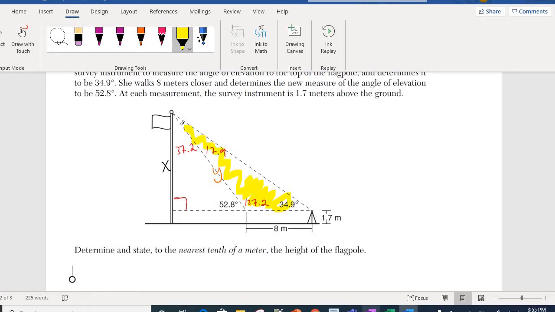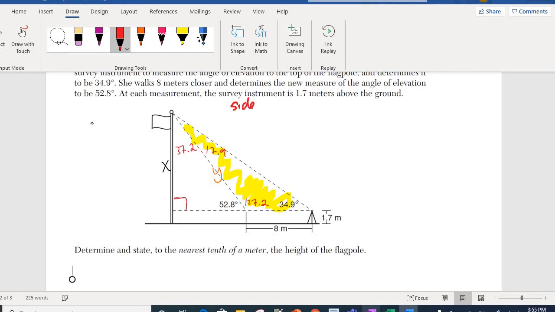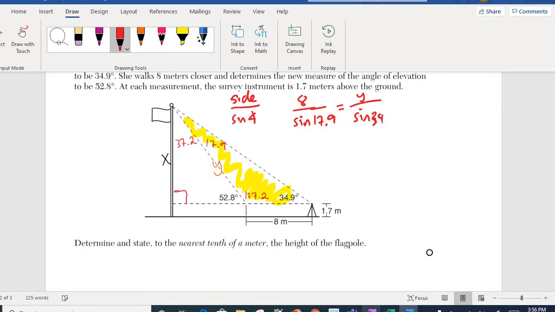I'll highlight this. I'm going to use the law of sines with that triangle. Remember how the law of sines basically works. We said that the law of sines is take a side over the sine of the angle. Side over the sine of the angle. So, what's the side given to us? 8 over the sine of the angle opposite that, which is 17.9 degrees. We want to find Y, and then ask yourself in that yellow highlighted triangle which angle is across from the Y, and that should be 34.9.